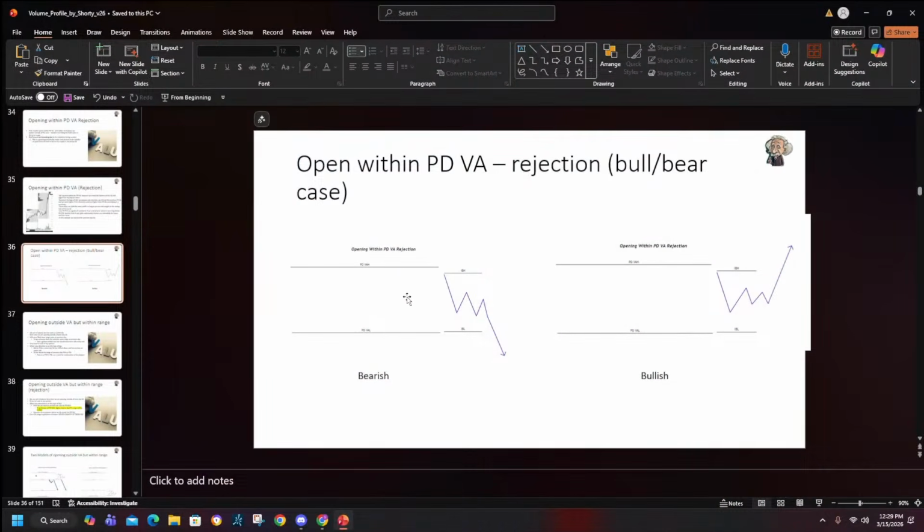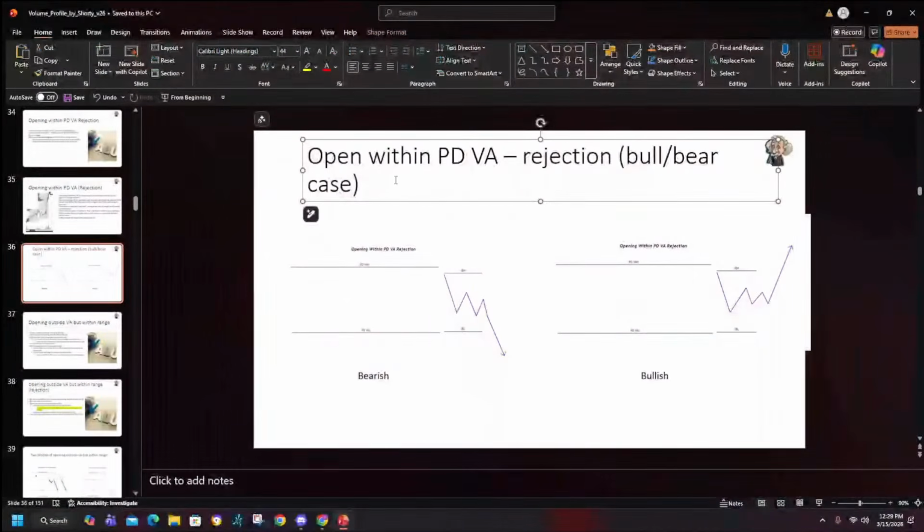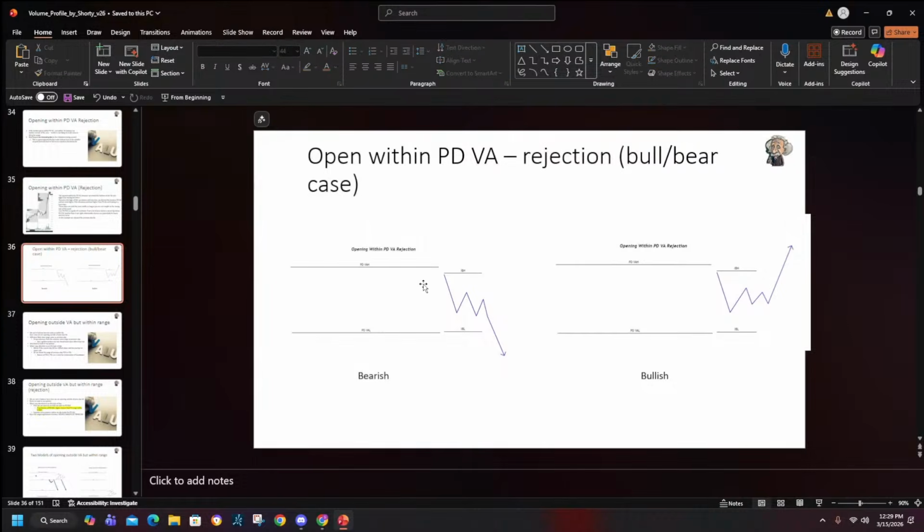You open inside, could it be that we have two-sided activity? What would that mean? Two-sided activity when you open within value. Rejection can go both ways. Yeah, for right now, we're slowing down and just the short-term traders are taking control within this value.